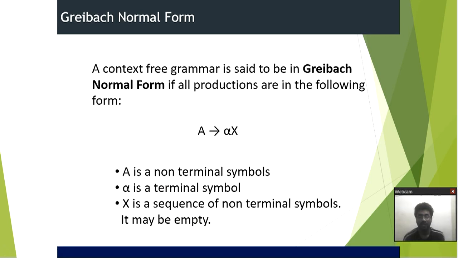Now let's see what GNF is. A context-free grammar is said to be in GNF if all productions are in the following form, that is A goes alpha X, where A is a non-terminal symbol, alpha is a terminal symbol and X is a sequence of non-terminal symbols. It may be empty.